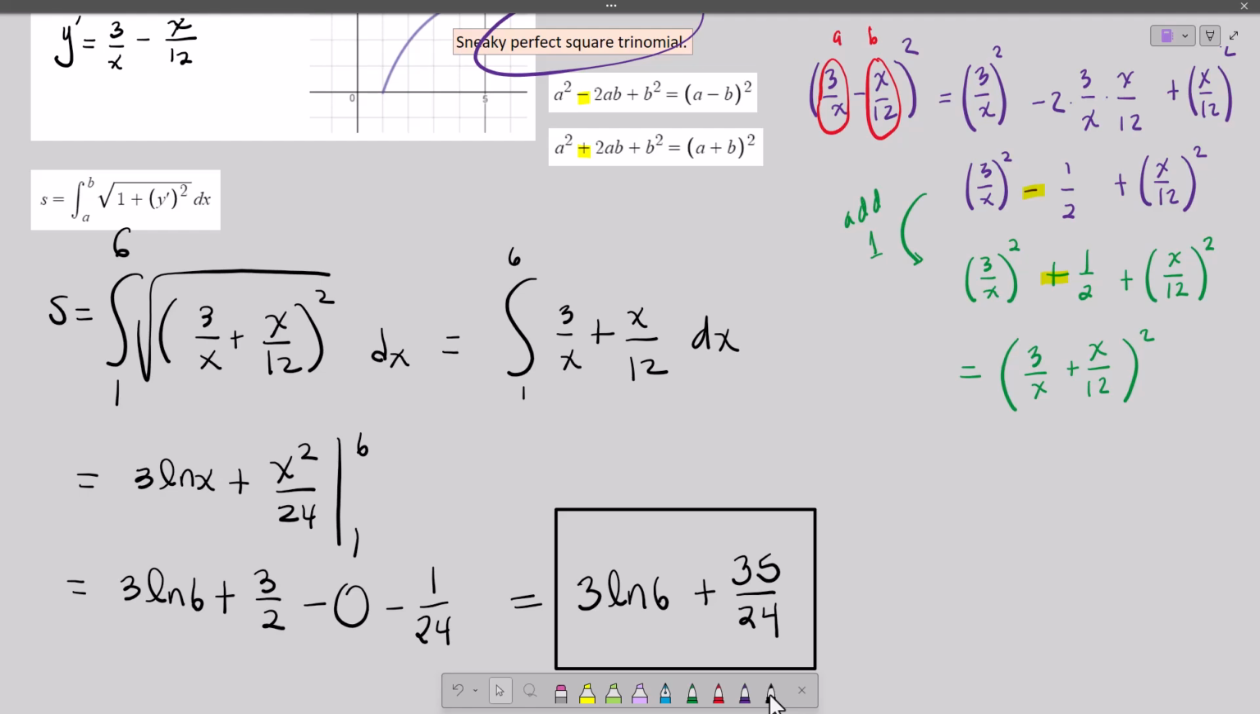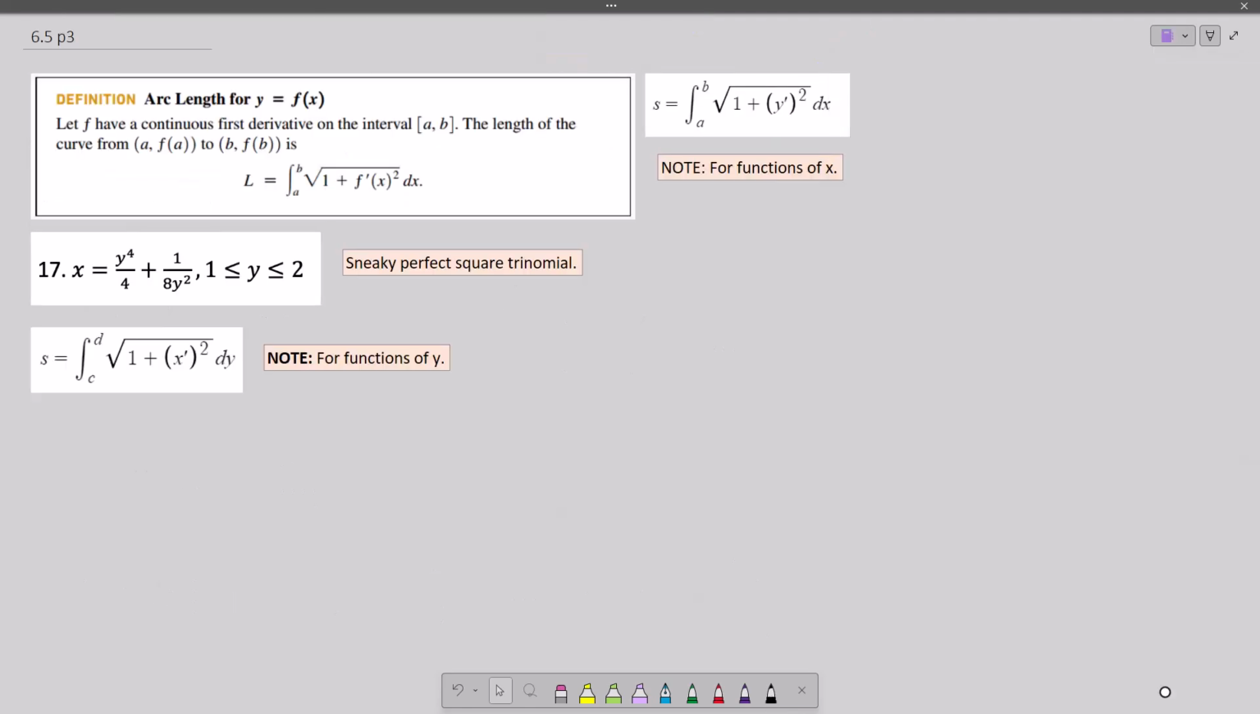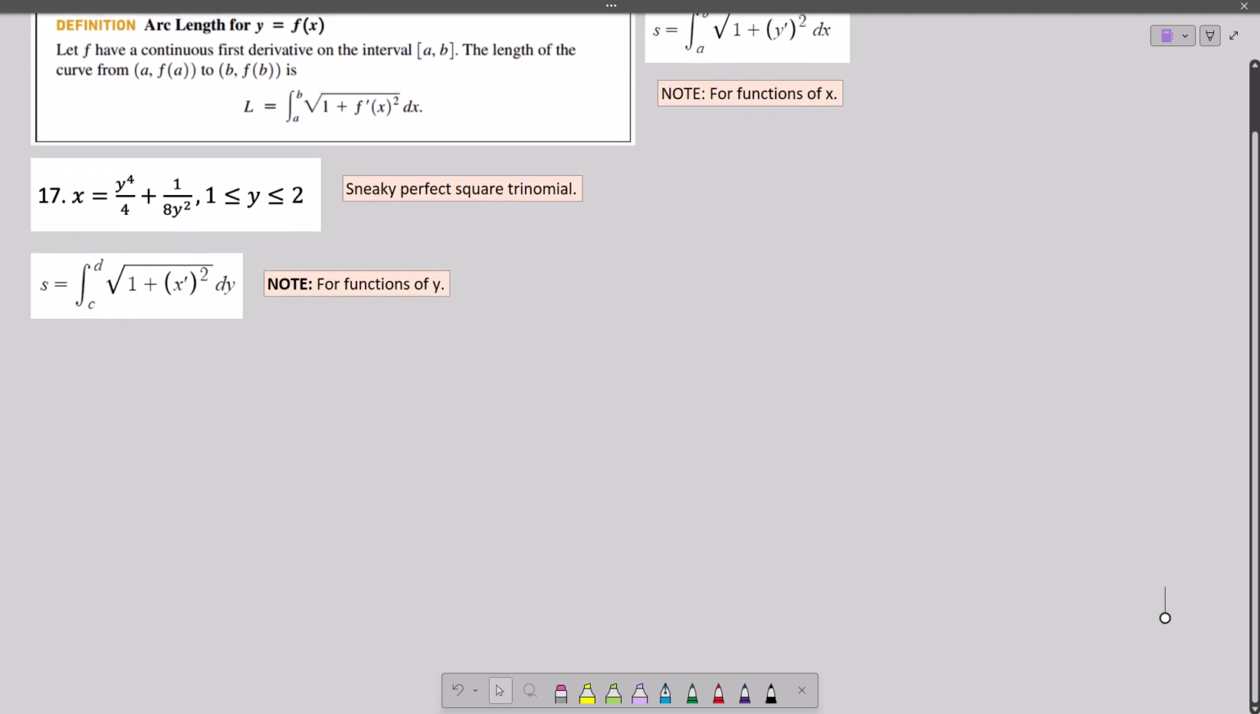All right, let's look at another one of these arc lengths. So again, it's a perfect square trinomial. It's going to take a few of these before it sort of, I'll warn you, like on the exam even, I'll warn you if there's a perfect square trinomial. That's sneaky. So this one, we're going to notice a slight difference.